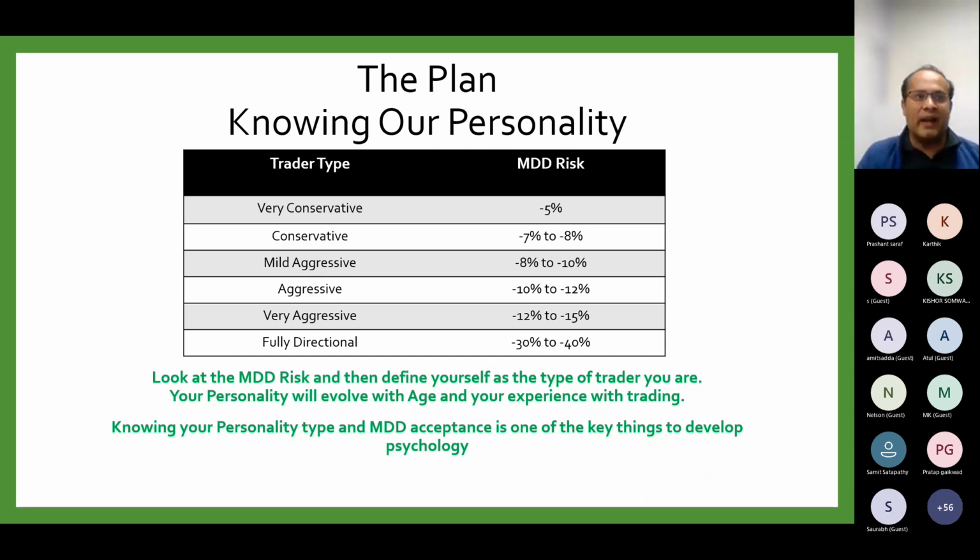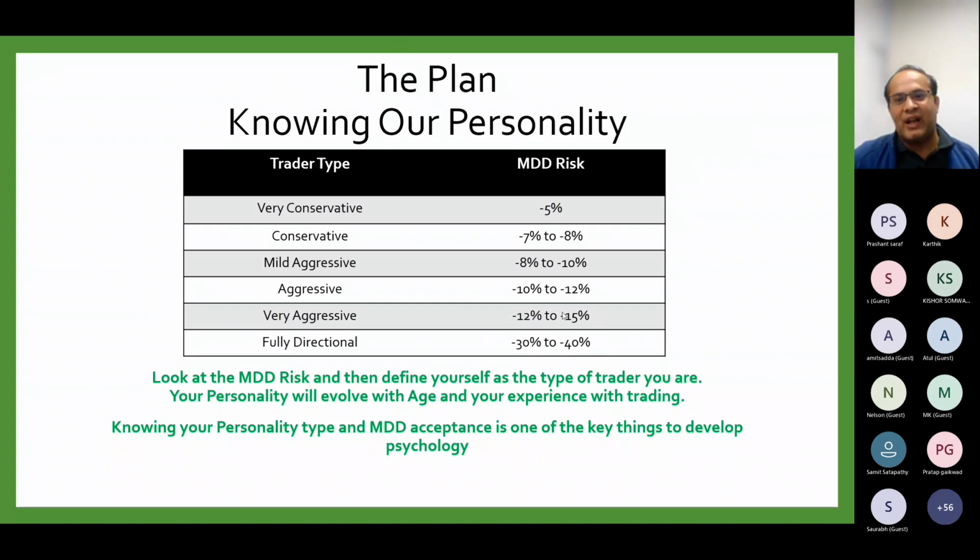This is a guideline that we have. It might change from person to person, but this is what we believe in general. This is a guideline for conservative traders to aggressive traders to very aggressive and fully directional traders. These are the maximum drawdown risks that people should be looking at accepting if they are a particular kind of trader.